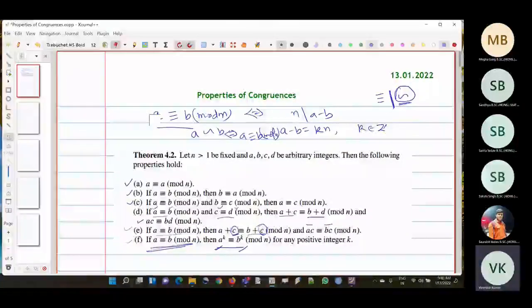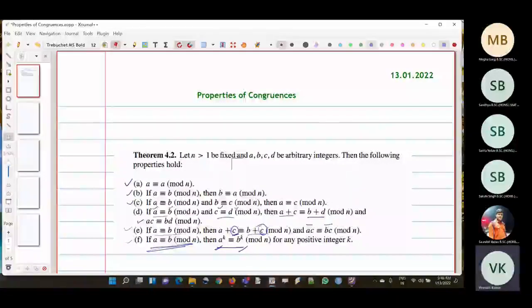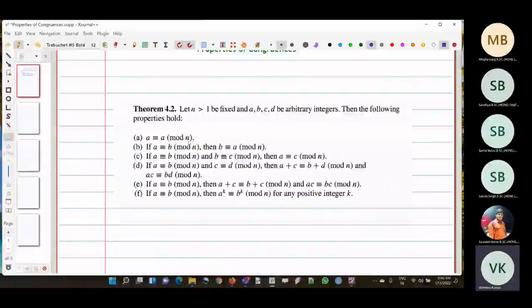Okay. So let us see the proofs one by one. Today we will be discussing more on these properties. Let us finish the proof of this theorem, and after that we can talk about some more properties of congruence. Okay. So the first part, let us see.